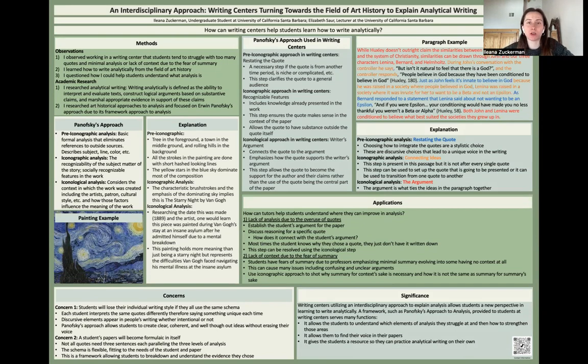Today, I want to share my research with you on how writing centers can take an interdisciplinary approach and turn towards the field of art history to help explain analytical writing. My methods of doing so were two. I used observations and academic research.